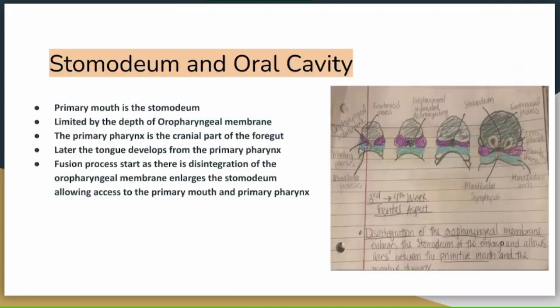The stomodeum and the oral cavity. As you can see on the right hand side, we have the process of the stomodeum and the oral cavity. It shows the oropharyngeal membrane, the maxillary process, the frontal process. As it keeps going, the second picture shows the oropharyngeal membrane disintegrating. The third picture shows the stomodeum forming, and the fourth picture shows all the structures of the frontal aspect of the third and fourth week of the stomodeum and the oral cavity.